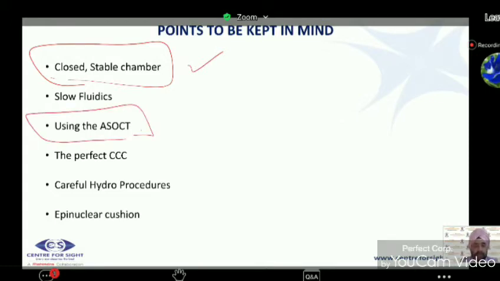The other important thing that has been shown by several studies, and Dr. Namrata is here, they're also working on it, is the use of an anterior segment OCT. So the slit lamp examination needs to be done well, and you need to use an anterior segment OCT during the surgery if you can have it with the femtosecond laser.